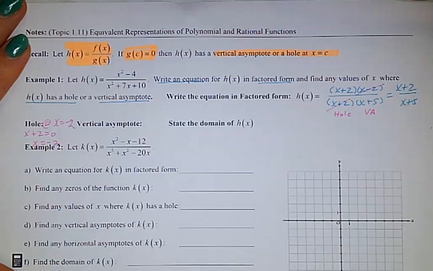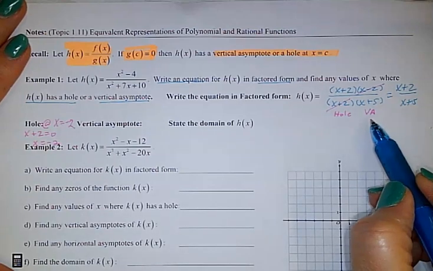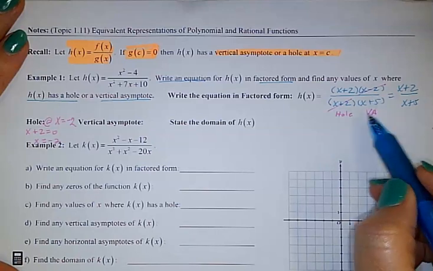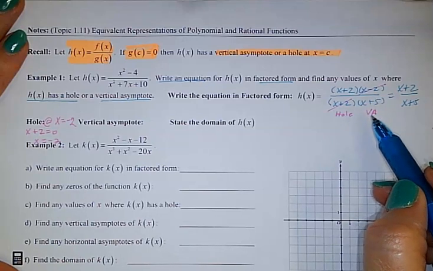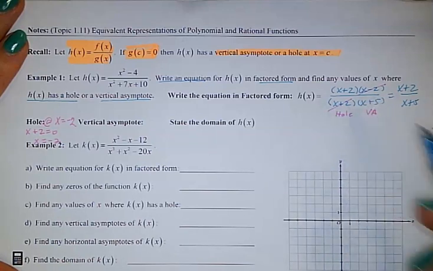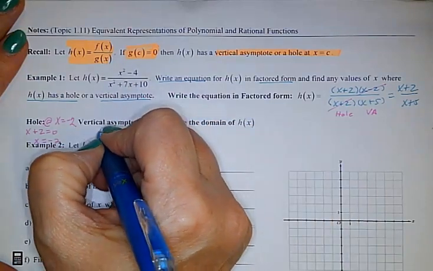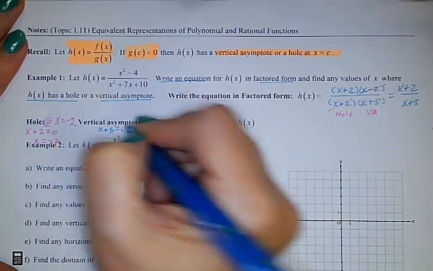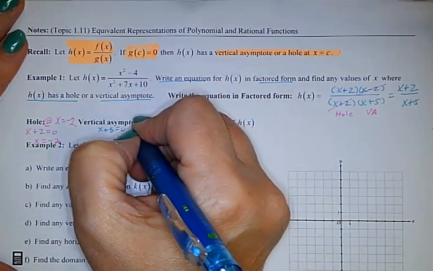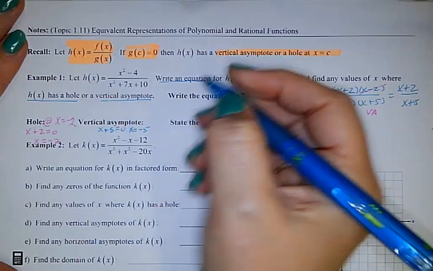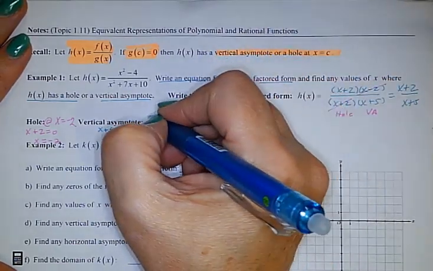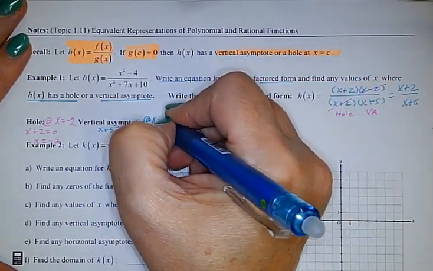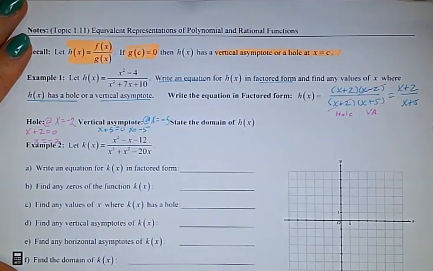Then we're going to look at the vertical asymptote. So that's going to happen right here in the factor that's left after we canceled. That's unique. It's not the same thing as the hole. So then we would say x plus 5 equals 0. So then x is going to equal negative 5. And so then we would say we have a vertical asymptote at x equals negative 5.